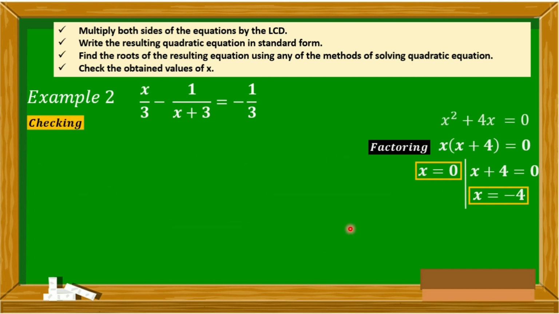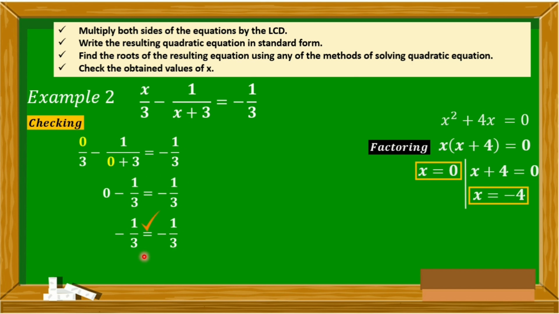Okay, so checking. Unahin natin yung value ng x na 0. Palitan natin yung mga x dito ng 0. Yan. So, ito yun. Yung mga naka-highlight. So, 0 over 3 minus 1 over 0 plus 3 is equals to negative 1/3. So, 0 over 3 is 0. Then, minus 1. Then, 0 plus 3 is 3. Okay, bring down negative 1/3.